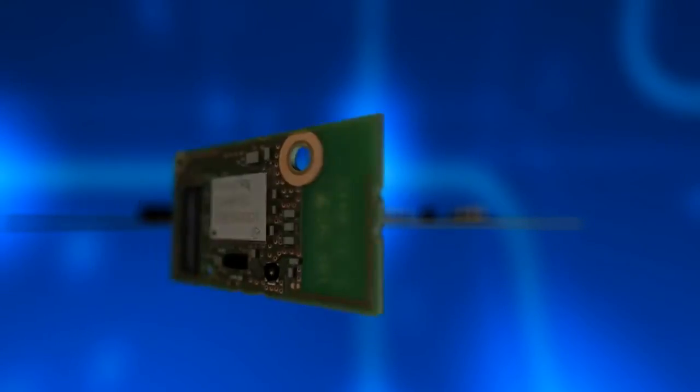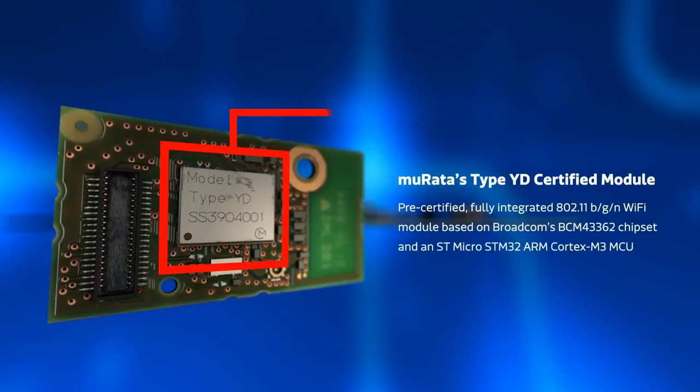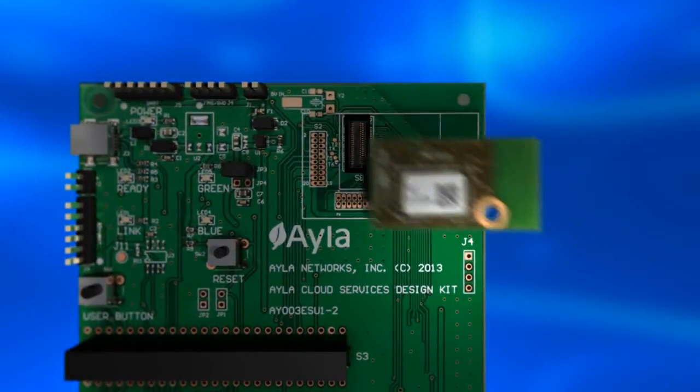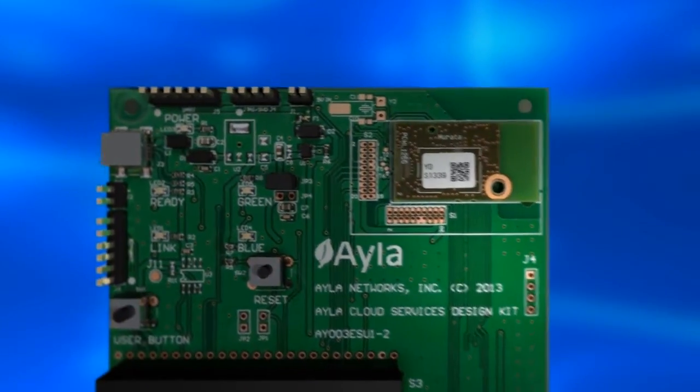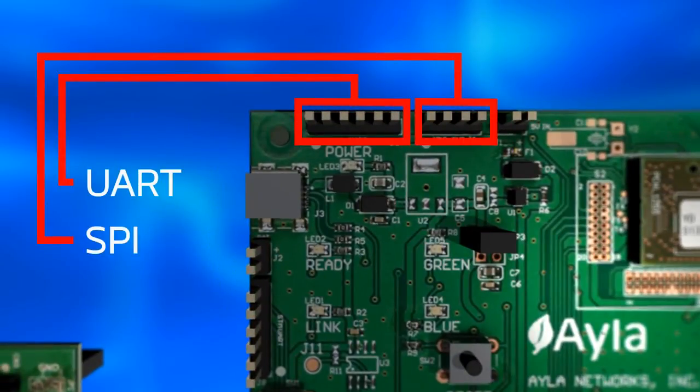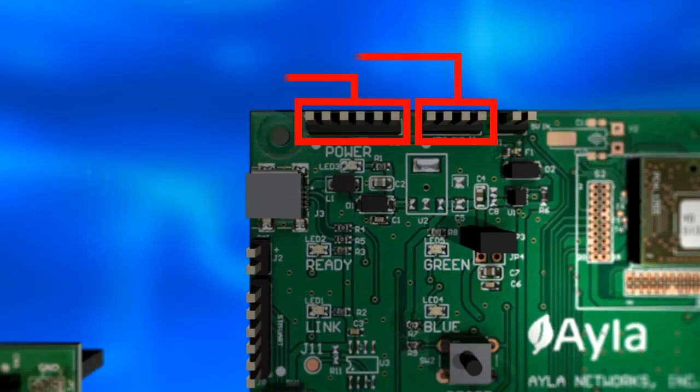muRata's Type YD certified module equips developers with a pre-certified, fully integrated 802.11b, g, and n Wi-Fi module based on Broadcom's BCM43362 chipset and an STMicro STM32 ARM Cortex-M3 MCU. Wi-Fi and TCP/IP network stacks, security features, and other network application software are preloaded on the module. The Type YD module has UART and SPI interfaces and can be used as a simple serial-to-Wi-Fi connectivity solution in any application using those interfaces.